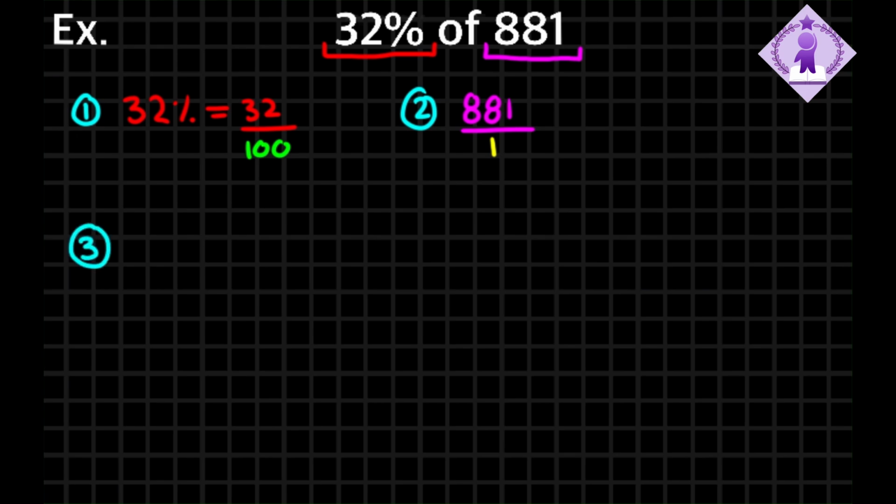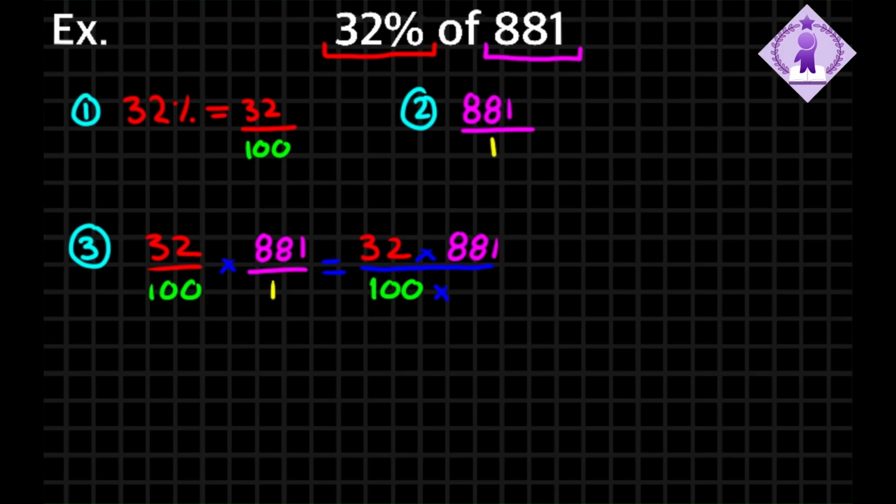Then we multiply these fractions together. Multiplying the numerators, 32 and 881, and multiplying the denominators, 100 times 1. You will receive 28,192 divided by 100 as your final answer for this step.